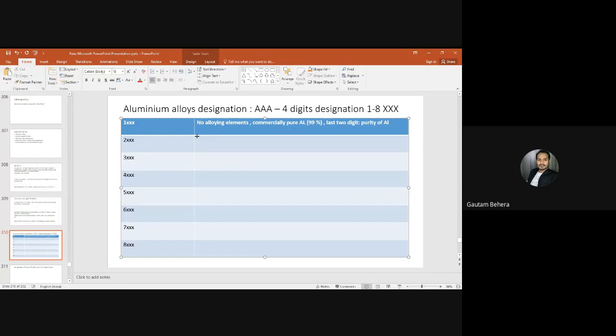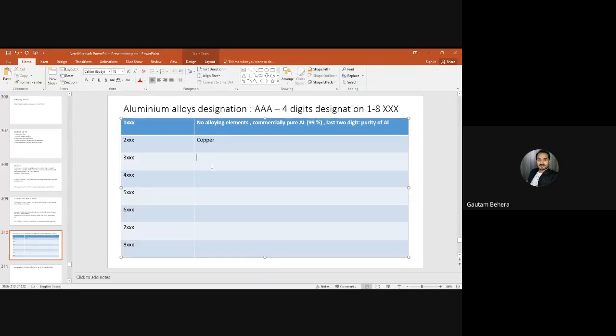Now 2000 series, the major alloying element is copper. Copper is the major or principal alloying element. Fine. So it can be alloyed further with magnesium and so on, depending on the requirement. And if you have gone through your phase transformation class, you might have come across this kind of aluminum copper alloys, aluminum with 2%, 3%, or 4.5% copper, right? Then 3000 series basically, okay, fine.